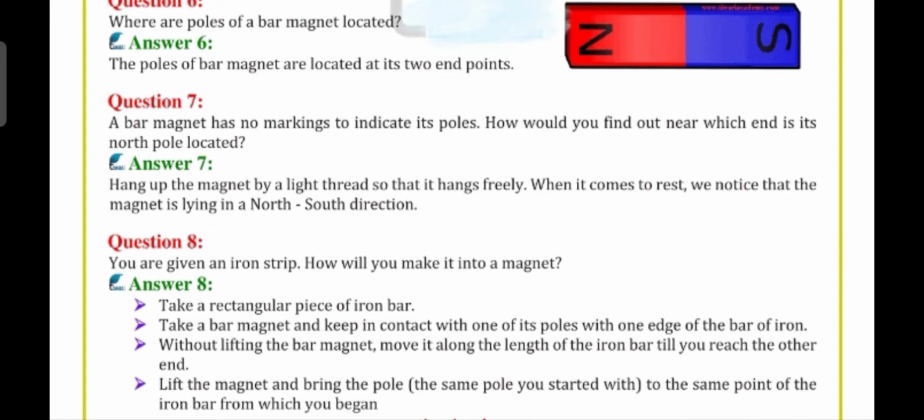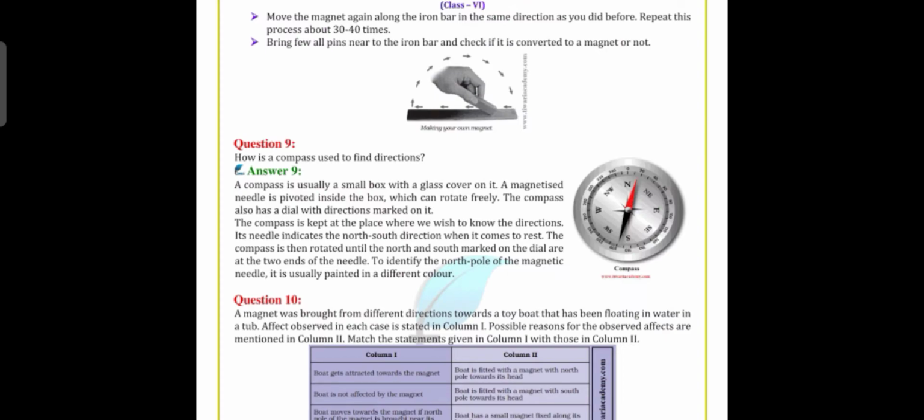Okay, you are very familiar with that. By rubbing the magnet along the iron strip 30 or 40 times, in the same direction along its length, we can make a magnet. After moving along the iron strip, place some iron pins there and check whether it has attained some magnetic properties.